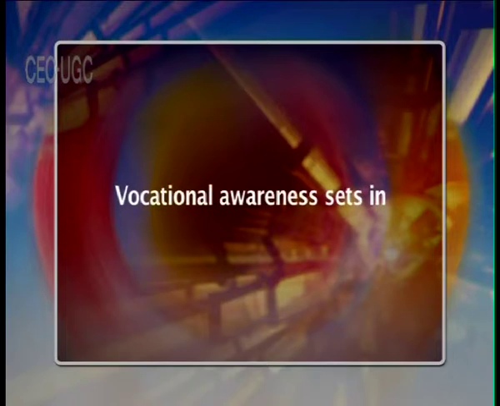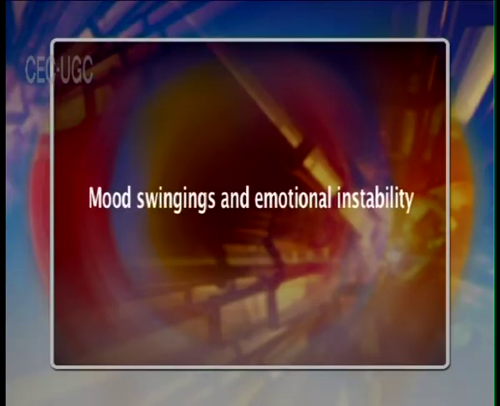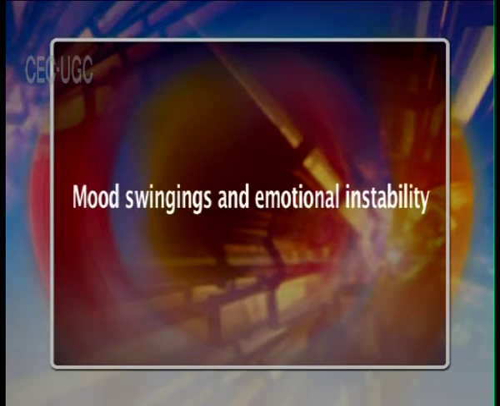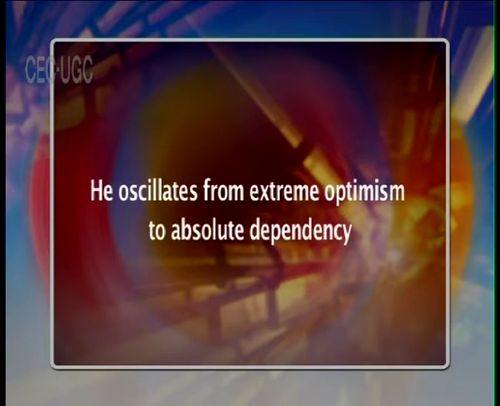Vocational awareness sets in. An adolescent is given to daydreaming and fantasy. This fantasy is quite different from that of earlier stages. Perhaps it helps the adolescent to develop some aspirations in life. An adolescent tends to suffer from swinging moods and emotional instability. He oscillates from extreme optimism to absolute dependency. There is a tendency to hero worship at this stage. They adopt the hairstyles, mannerisms in speech and dress of matinee idols to enhance their social image.